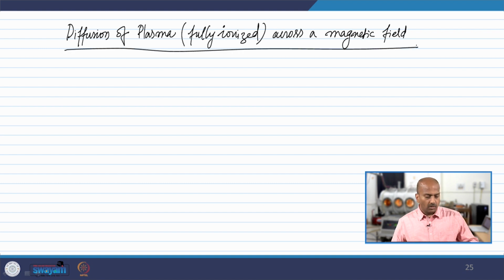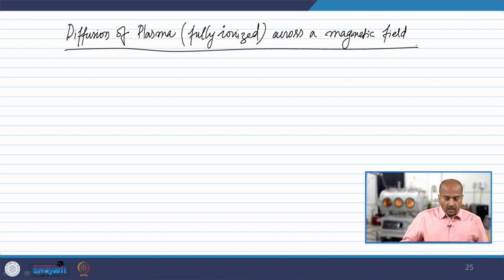Fully ionized plasma across a magnetic field. So, we have to consider plasma as a fluid which is moving from one point to another point. Now, the moment you say it is fully ionized, we have already seen there will be no role of collisions.